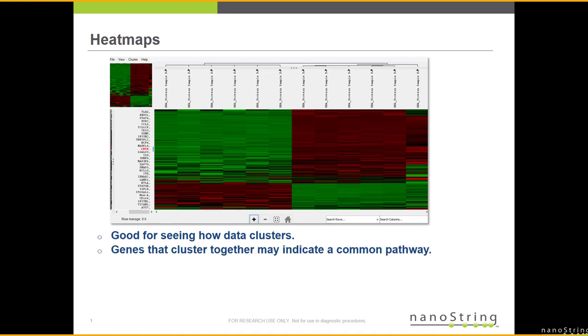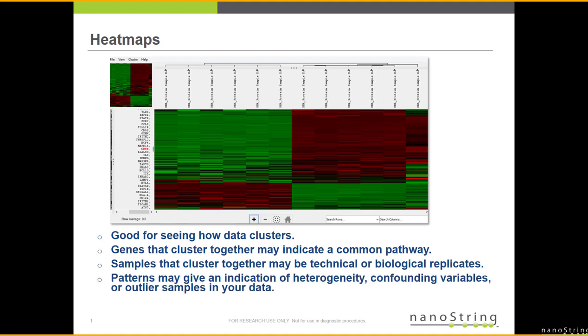You may find genes that cluster together, indicating that they may be part of a common pathway. Samples that cluster together may be part of the same group, or may be technical or biological replicates. The patterns you observe in heat maps may give you an indication of heterogeneity or the presence of confounding variables or outlier samples in your data.